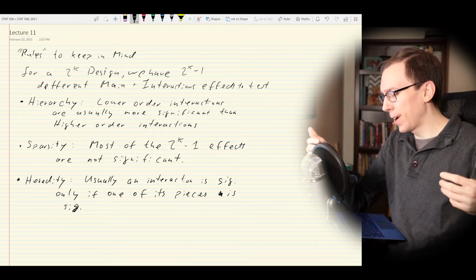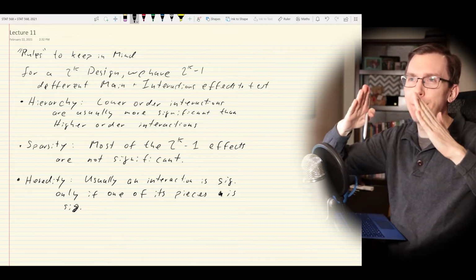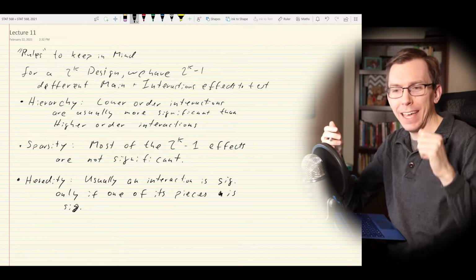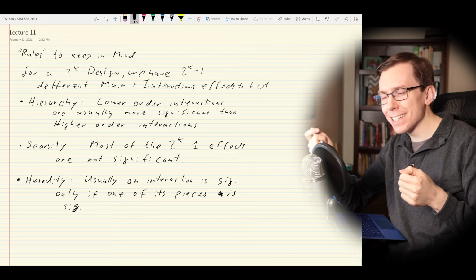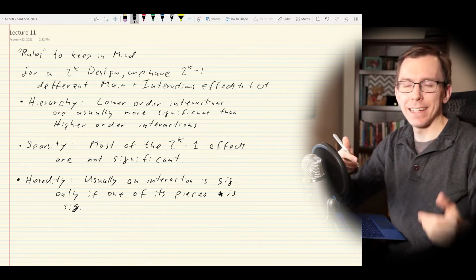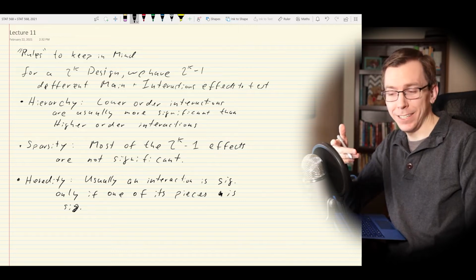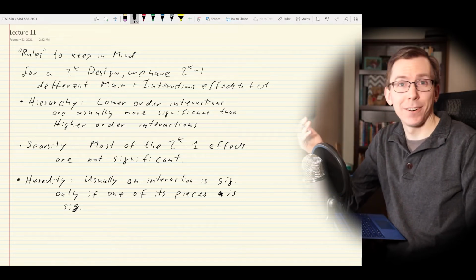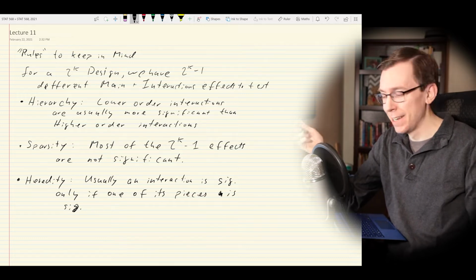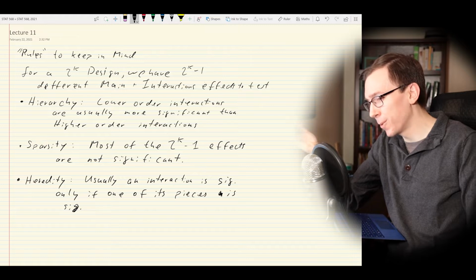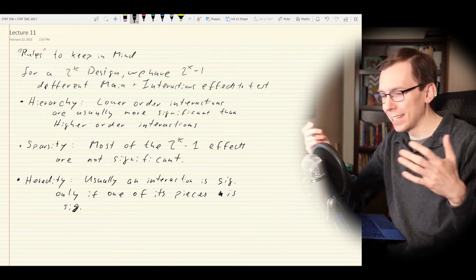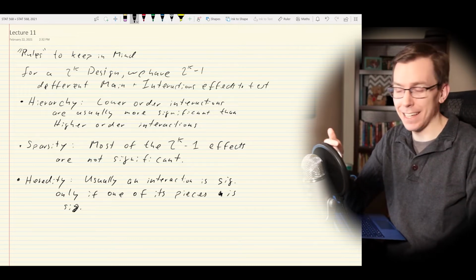So that's the idea of heredity, is that you would expect some type of a tree-like structure, I guess, where A is significant and maybe B is significant, and then A crossed with B is also significant, and something like that. Now, again, it doesn't have to happen that way. You might have two compounds that are inert, but when you ingest them both at the same time, then suddenly you have a significant effect. So you never know what's going to happen in practice. This is just what we typically see when looking at lots of studies and lots of data sets.